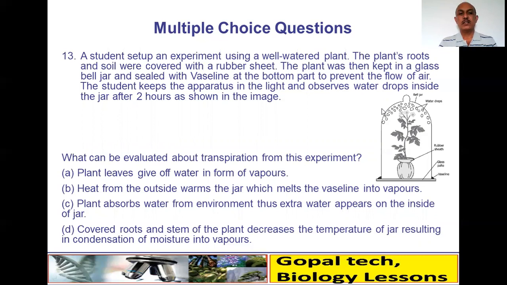Yes, the correct answer is A. The plant leaves give off water in the form of vapors, and due to that, the water droplets accumulate here. The remaining options are not correct explanations.